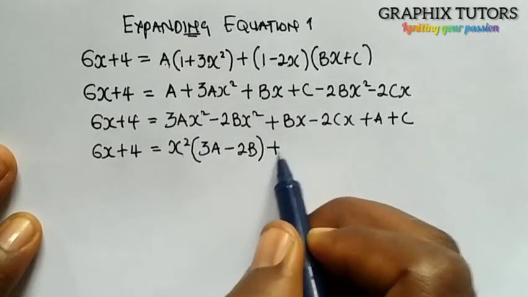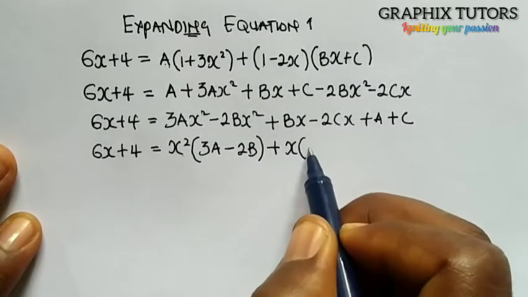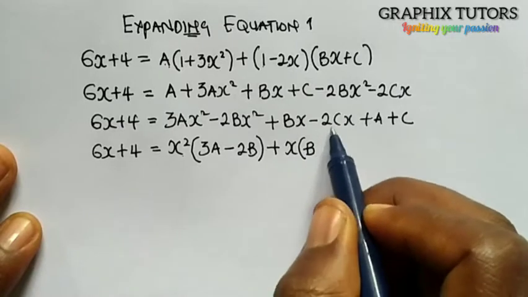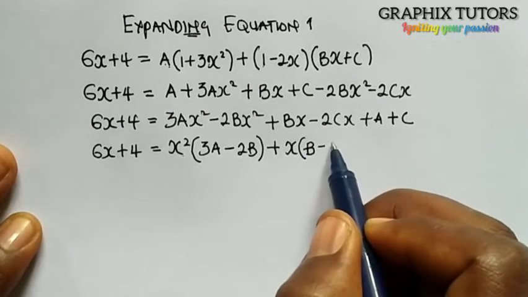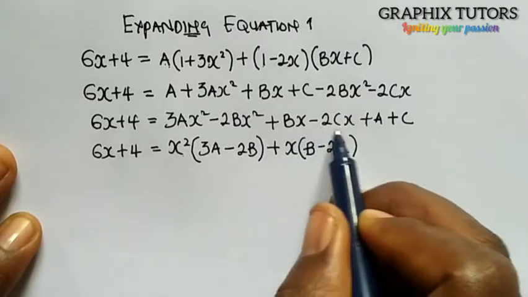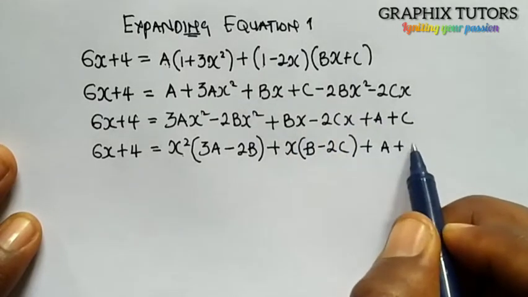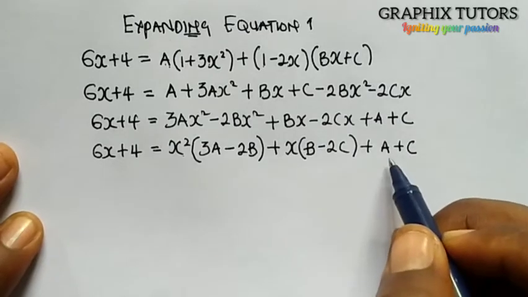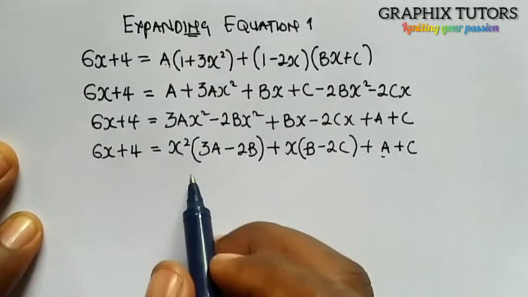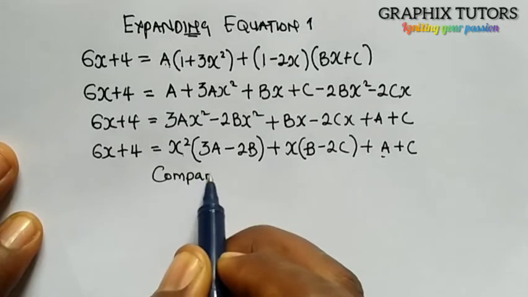Now, plus, what is common here? X is common. I'll be left with what? B minus 2c. If I multiply this by this, I'll have this. Then plus what? A plus C. Now what I'll do next is compare coefficients.